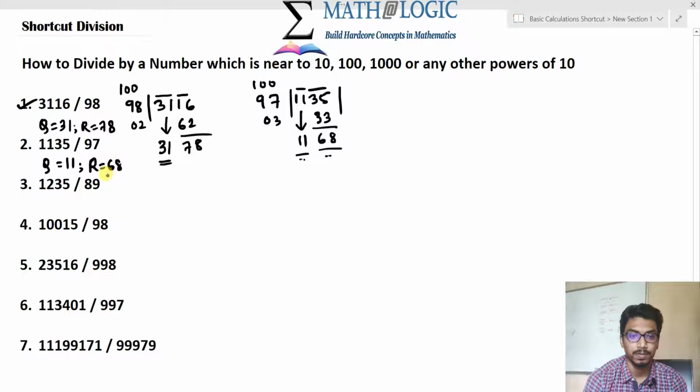Clear? Okay. Now the third question is 89 divides 1235. This is also near to 100. The difference is 11. This is the two pair. The first pair is dropped as it is.